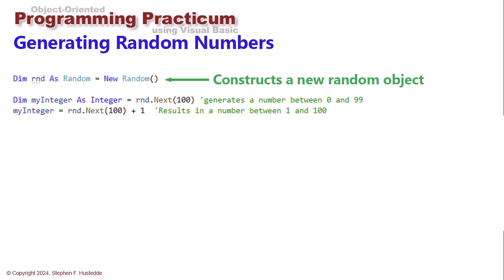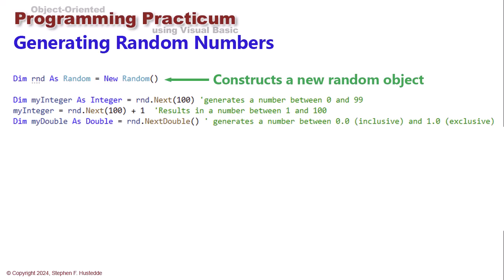Most often I find I use the Next method to generate integers, but there may be times when you want to generate a double value. And so we have an RND.NextDouble as well. And that will generate a number between 0.0 and 1.0, and the 1.0 is exclusive, so it's going to basically be 0.999999. However, if you wanted a number that's bigger than 1, you can multiply that NextDouble. So if we did RND.NextDouble times 100, we would end up getting a value between 0.0 and 99.99.